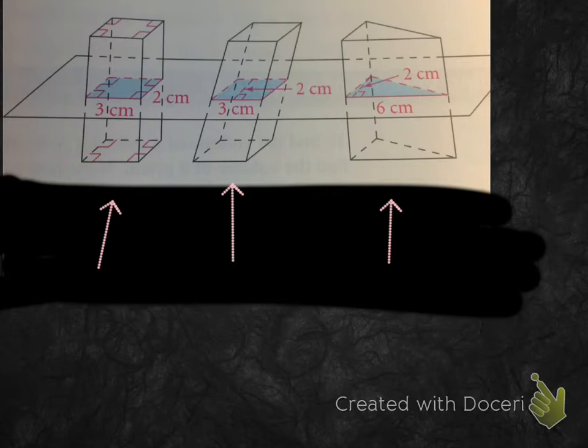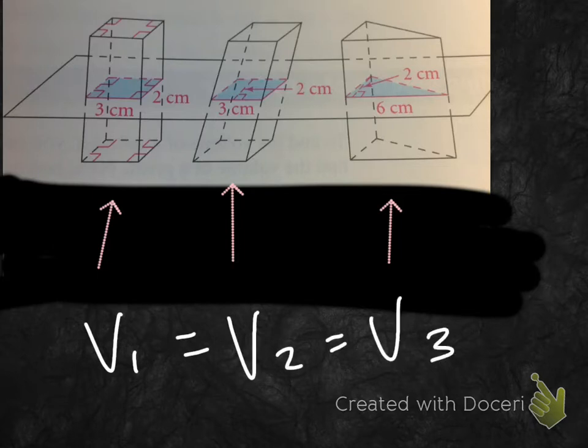So each of those blue shaded regions has an area of 6, and they have the same height, which means you can say that the volume of 1 is the same as the volume of 2, which is the same as the volume of 3 here. They're all the same, using Cavalieri's principle. Okay? So that's the concept. That's kind of an abstract concept.